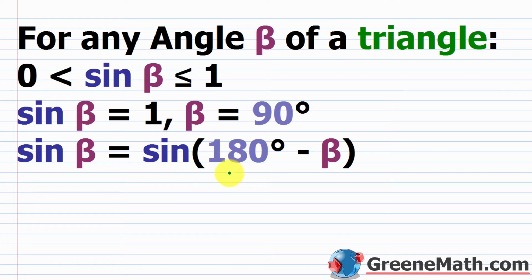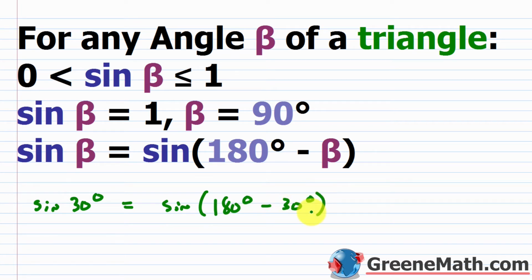So remember the concept of a reference angle. If you have sine of some angle beta, let's call it 30 degrees. So sine of 30 degrees is equal to sine of 180 degrees minus 30 degrees, okay? 30 degrees here, if I take that away from 180 degrees, this would be 150 degrees. So this is sine of 150 degrees. We know this is true because of the concept of a reference angle.